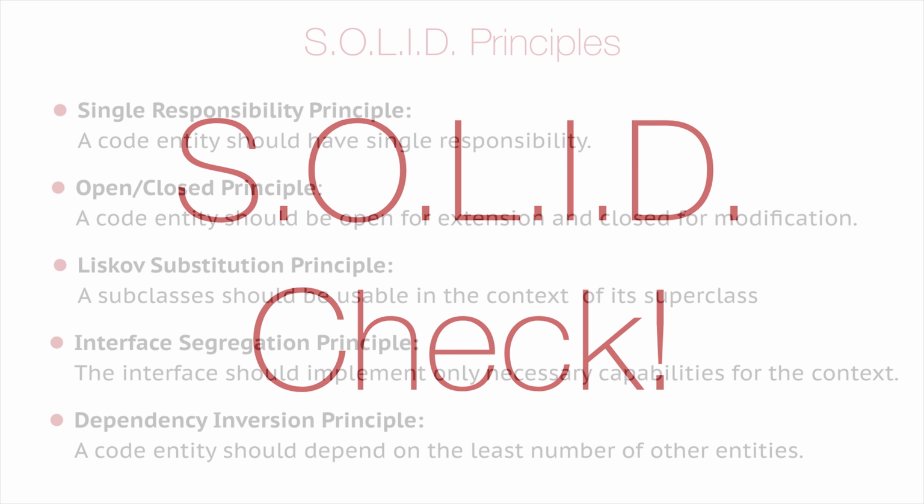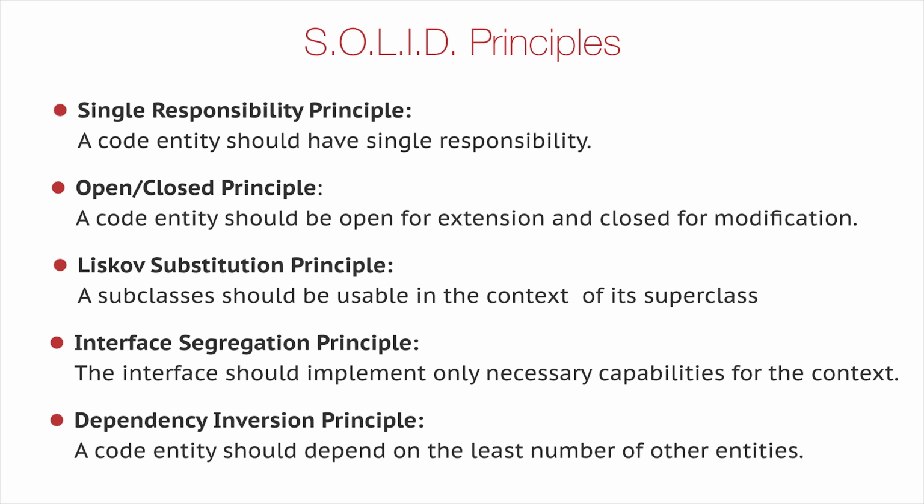Let's remind ourselves of 5 principles. Those are single responsibility principle, open-close principle, Liskov substitution principle, interface segregation principle, and dependency inversion principle. Now let's review our code and try to identify some faults or celebrate a good quality.